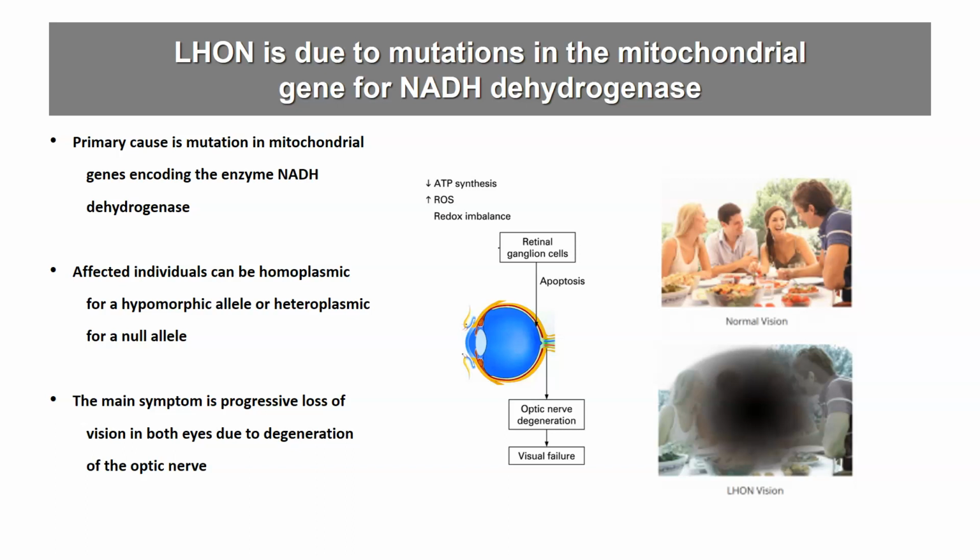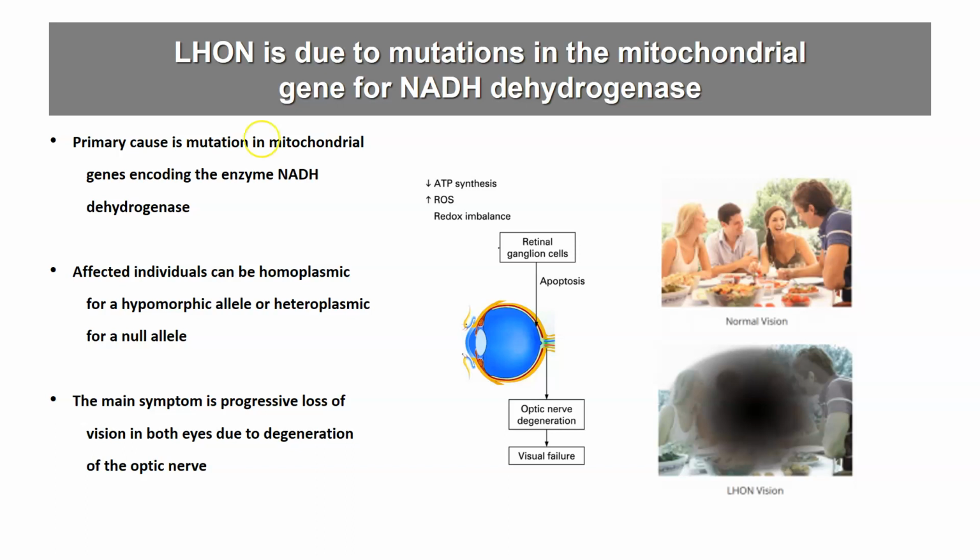And just to remind you, homoplasmic for a hypomorphic allele means that they inherited from their mother cells that have only mutant mitochondria. However, they're able to survive and produce ATP because the enzyme is still functional, hypomorphic. It's a partial loss of function. The enzyme operates more slowly, but it's still functional, and they can produce ATP, just not at as high levels as normal.